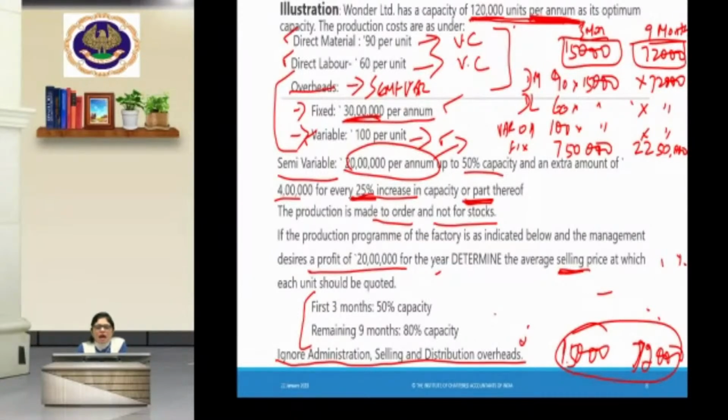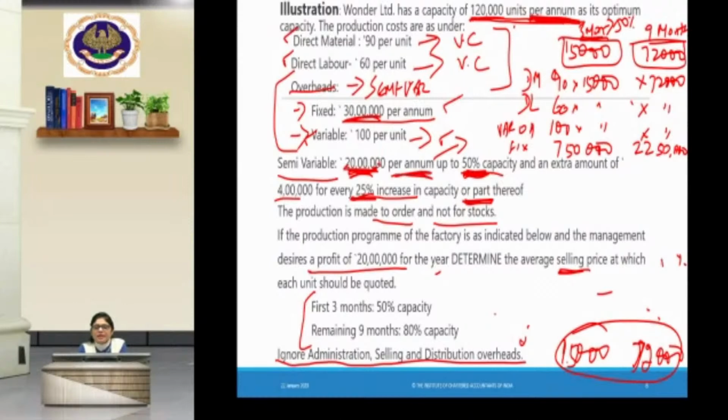Up to 50% capacity, semi-variable is 20 lakh per annum, if you can see here. So for the first 3 months we have 50% capacity. That means for the first 3 months, the semi-variable cost will only be 20 lakh per annum, because till 50% capacity, this is applicable.